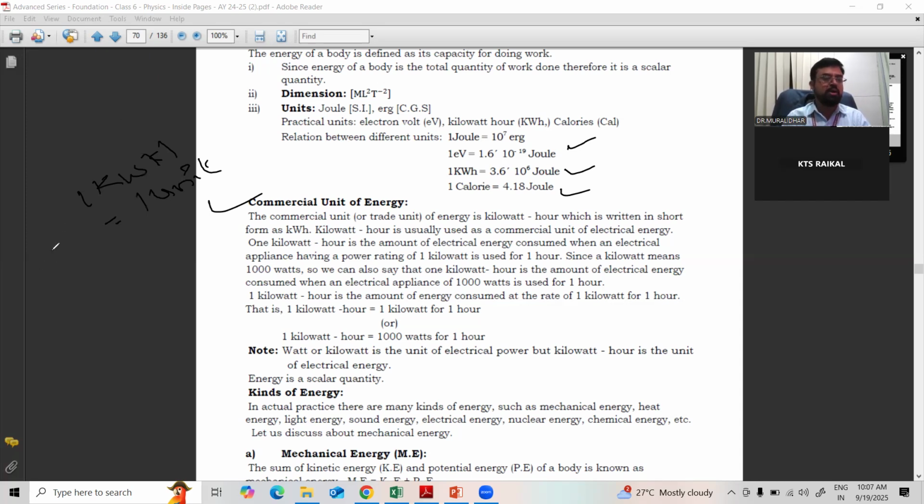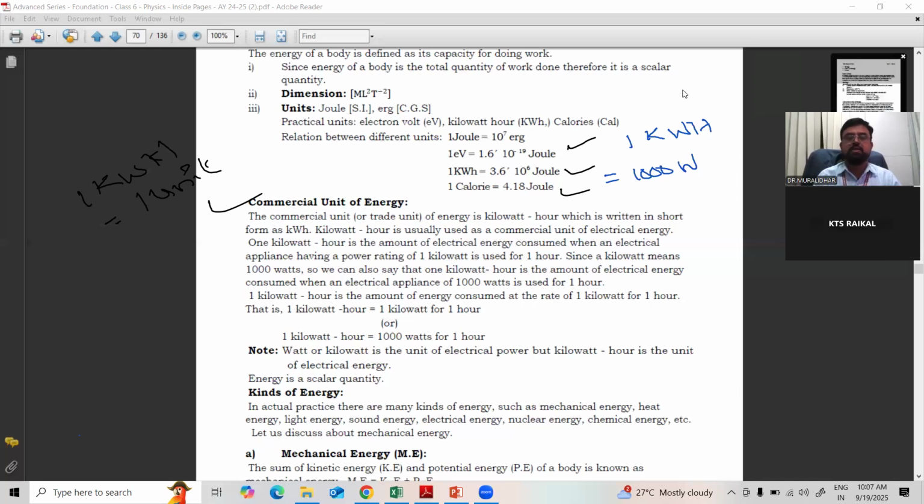So what is a kilowatt hour? 1 kilowatt hour, I told you, is 1 unit. Kilo means 1000, right? Watt stays as it is. Hour we can convert into seconds because time is always measured in seconds. Hour is 60 minutes, 60 seconds. So 1000 into 60 into 60 is 3600. So now we have converted hour into second.